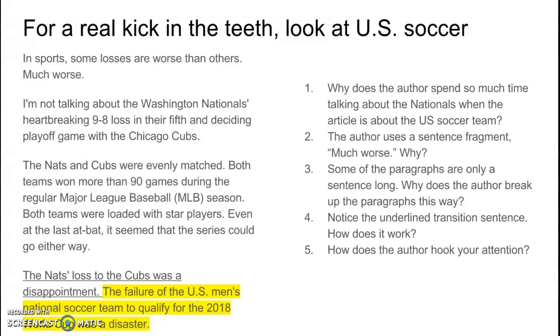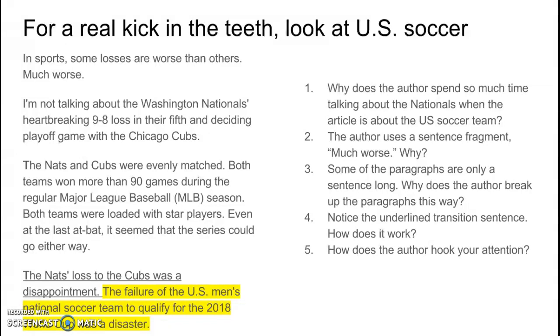The Nats were very close to making the World Series, but as the introduction states, they were evenly matched, and they'll have next year to play in the World Series. But then the U.S. men's national soccer team not qualifying for the World Cup is a disaster for the program. And so the author setting up these 2 comparisons really allows you to see how terrible that loss is.